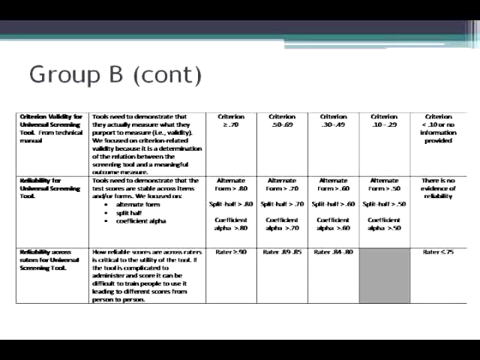Under reliability, inter-rater or inter-score reliability was included as a separate item, because the development team decided that the standards for inter-rater reliability needed to be higher than other types of reliability.